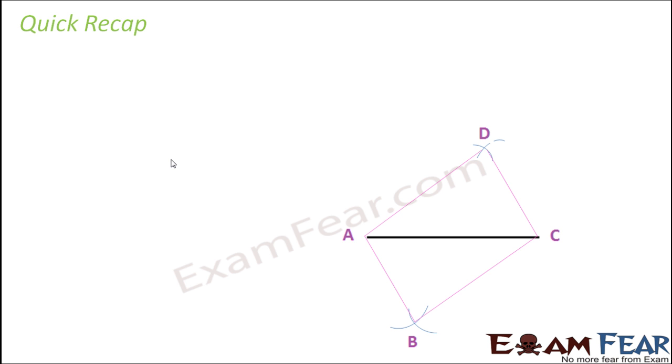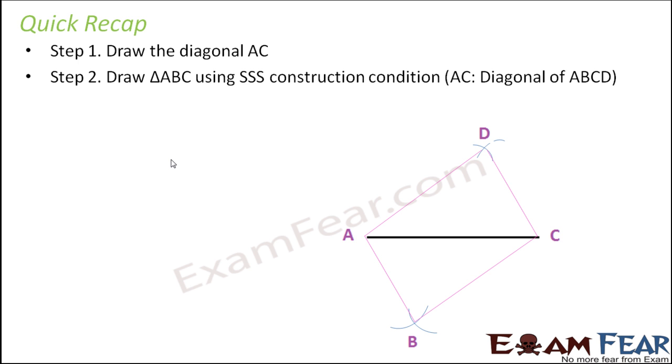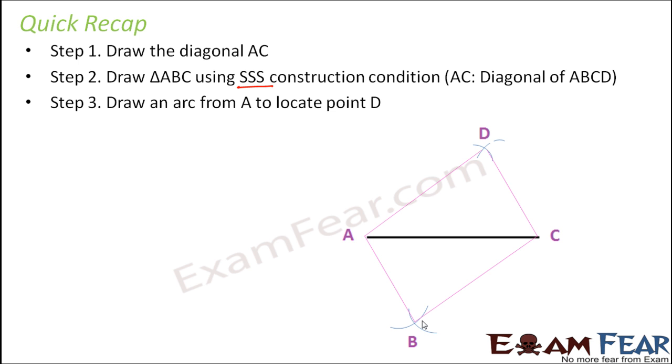So let us have a quick recap of the steps that we did to draw this. First of all, we drew the diagonal, because a diagonal divides a quadrilateral into two triangles. So if you are able to draw the diagonal, all you need to do next is to draw the two triangles. Draw triangle ABC using SSS construction condition. So what is that SSS construction condition? SSS is side, side, side. That means when you know the length of all the sides.